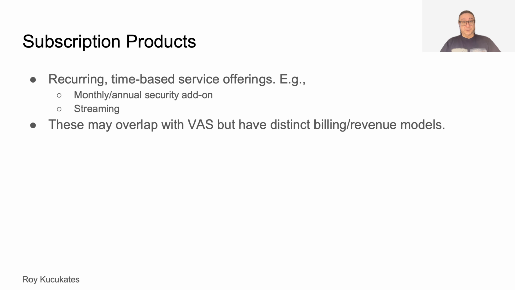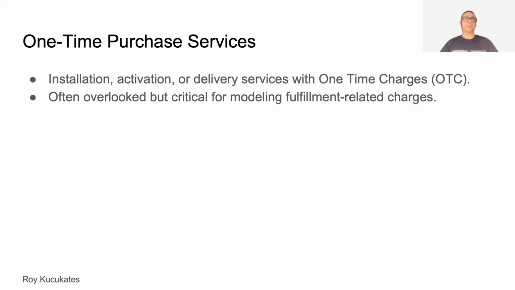Subscription products, these are recurring time-based service offerings, like monthly, quarterly, yearly. It can be security add-ons or streaming, so they can overlap with the VAS services, but they have distinct billing and revenue models. The standard products as well can be subscription products.